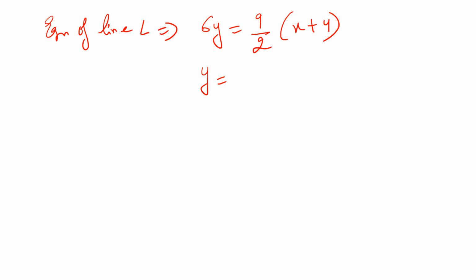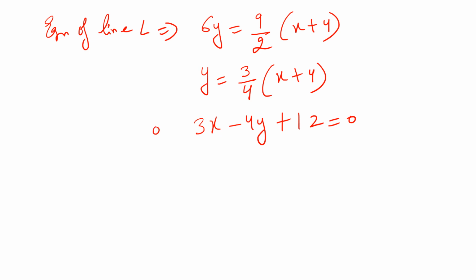Or I can say that y is equal to 3 upon 4 into (x plus 4). Or we can say that 3x minus 4y plus 12 is equal to 0. So this is the equation of line L. Now students, this line L is also acting as tangent to the circle. So that means the distance of line L from the center of the circle must be equal to radius.